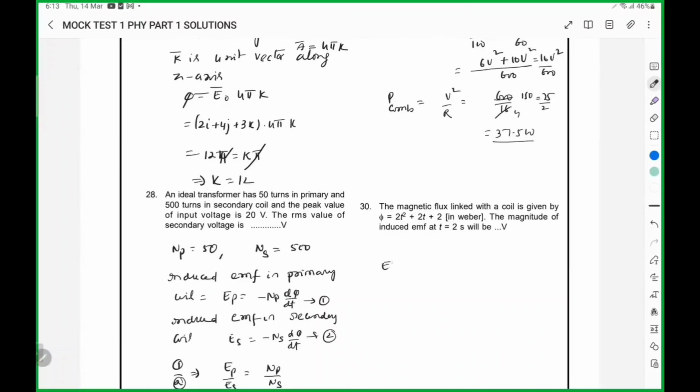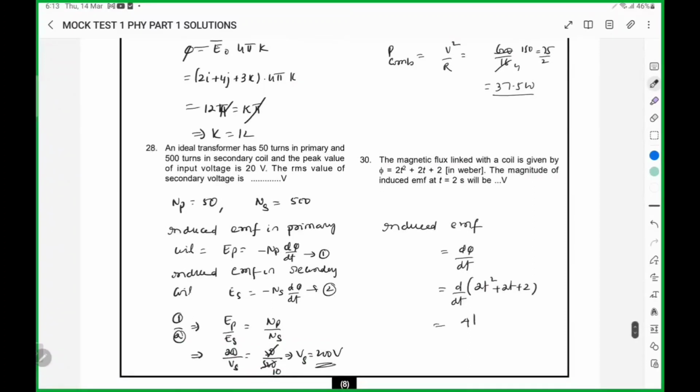So the induced EMF is d phi by dt, phi here is 40 plus 2, equal to 8 plus 2, that is 10 volts.